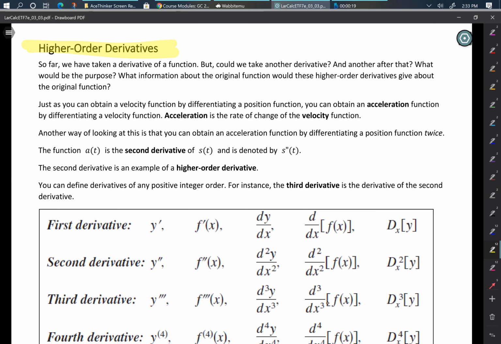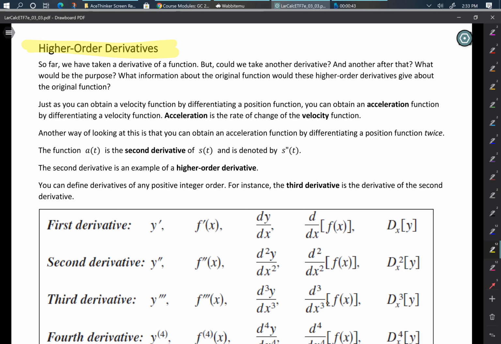Mathematically, since the derivative of a function is a function, you could take another derivative. And since the derivative of a derivative is, again, a function, you could take another derivative. So mathematically, yes, of course you can do it. The question is, why would you care? What information would this give you? And why would you do it?